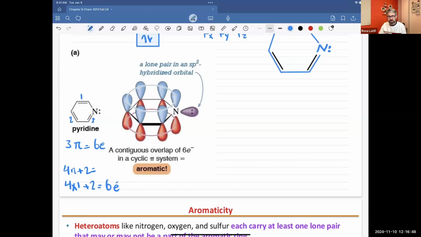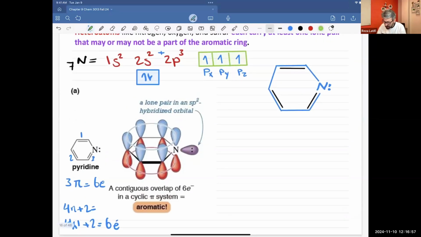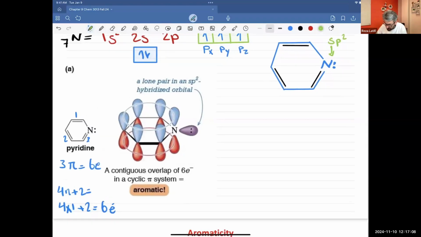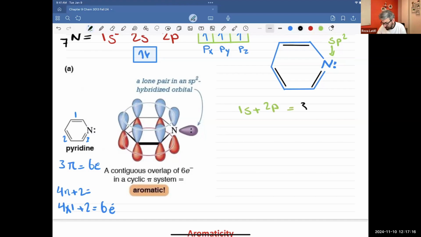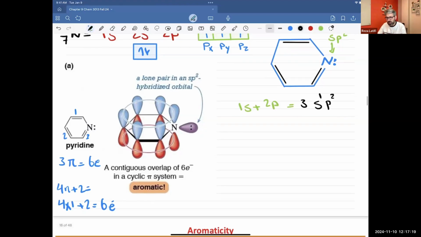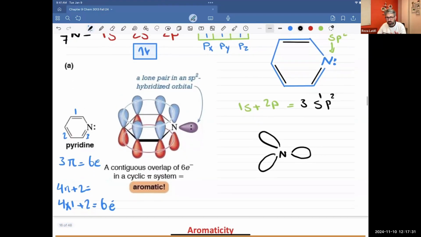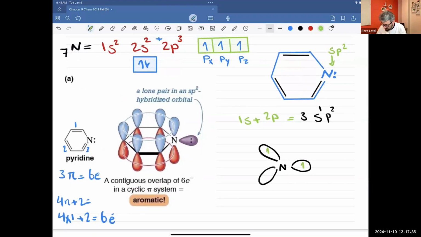Next, is it planar? Yes. Is it cyclic? Yes. How about the hybridization? Let's look at nitrogen. Nitrogen is going to have sp2 hybridization. Why sp2? Nitrogen will use 1 s and 2 p orbitals, which gives us 3 hybrid orbitals, one s and two p. So nitrogen has 3 hybrid orbitals. And remember, nitrogen has 5 valence electrons. Out of those 5, it is going to use 3 of them to put inside the sp2 orbitals.